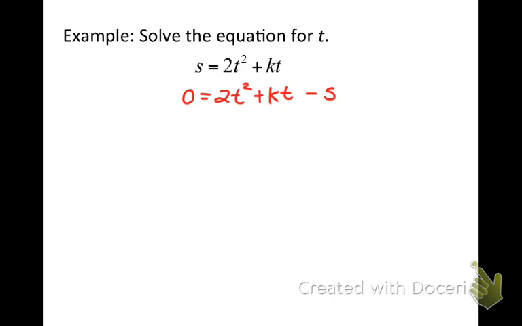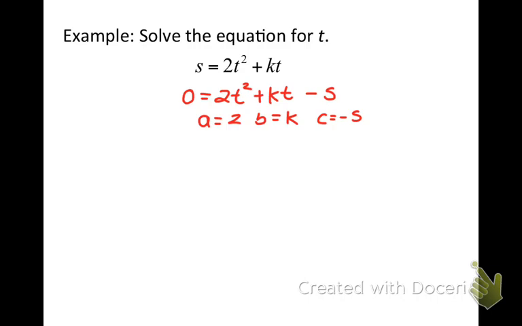I could try completing the square with variables. That would look a little ugly. Let's use the quadratic formula. What would be your a in this equation? 2. What would be your b? And your c would be negative s.